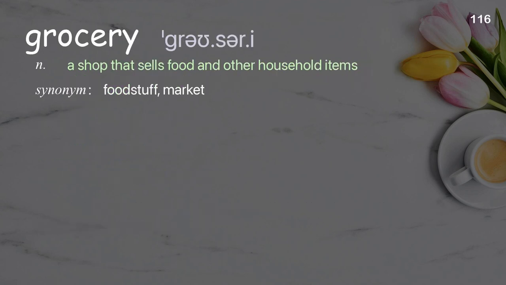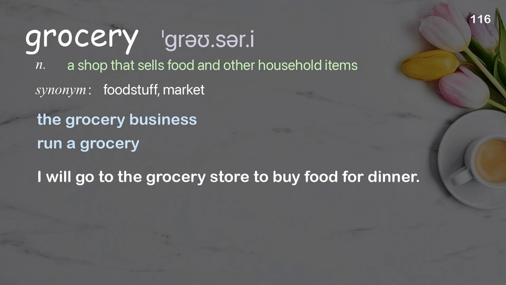Grocery. A shop that sells food and other household items. Examples: the grocery business, run a grocery. I will go to the grocery store to buy food for dinner.